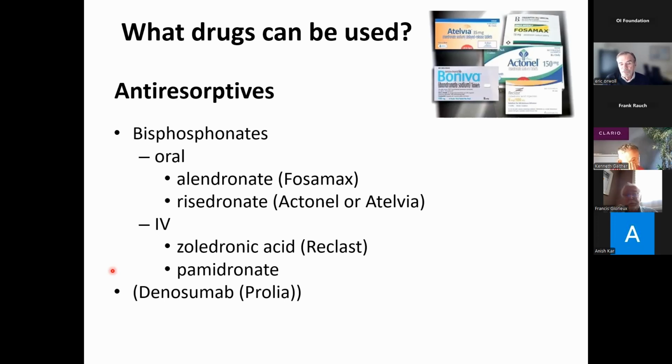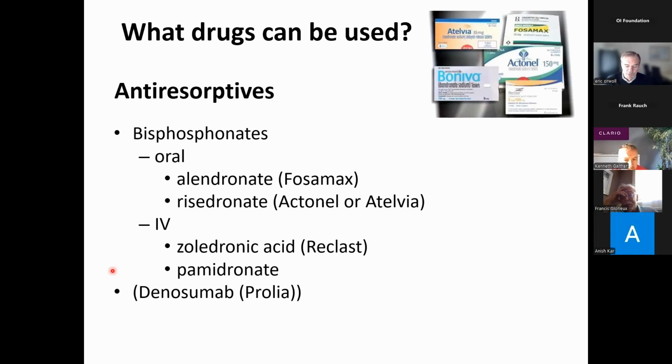Bisphosphonates are the mainstay of therapy of kids with OI. We know a lot about the effectiveness of bisphosphonates in kids, and bisphosphonates probably are the most commonly used drug in adults with OI as well. There are oral bisphosphonates, pill forms, alendronate being most common. Risedronate is also easily available. And IV forms, usually zoledronate or ibandronate. Pamidronate is occasionally used as well.